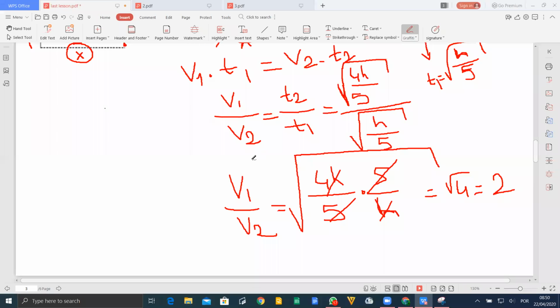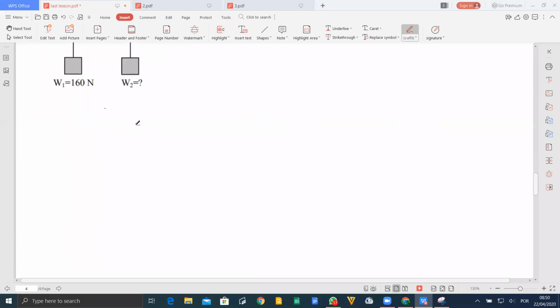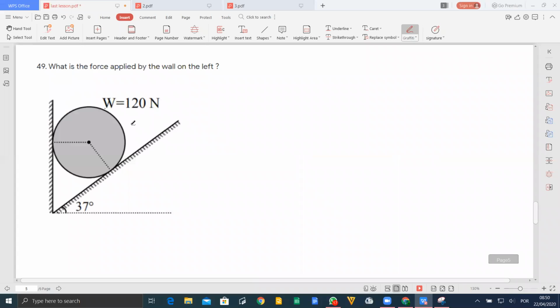Next question. I would like to solve this question on Saturday. It will take a little bit of time. We have no time in this session. Okay. We can solve this question on Saturday. I would like to pass to another question. For example, this. Let's solve this question.